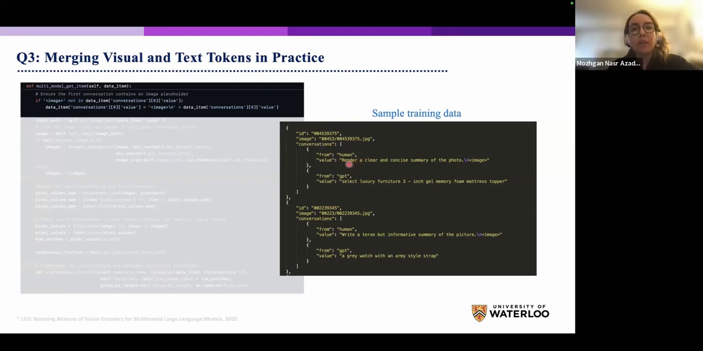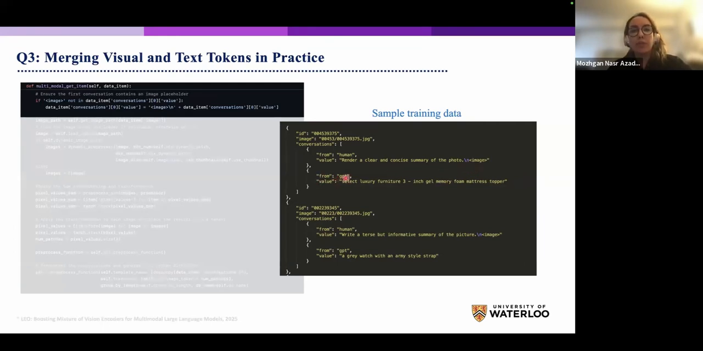Here you can see the question or the prompt is labeled as from human, and the value from this human is the prompt: render a clear and concise summary of the photo. And this image token is called the image placeholder. We are going to make sure that even if the user forgets to put this at the end of the query, and the training sample includes an image, this image placeholder is there. We will see why this is important later in the slides.